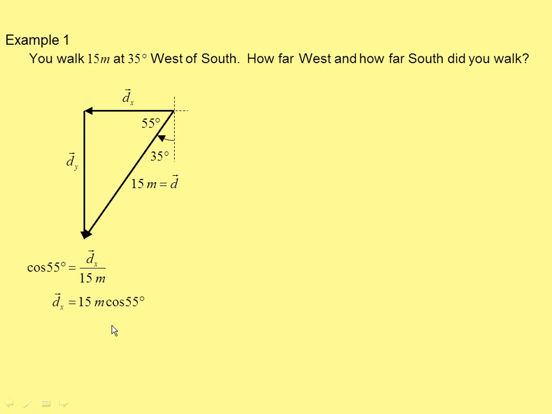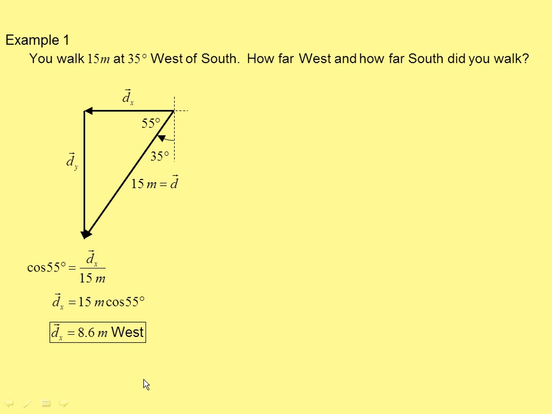Notice we have 2 sig figs in both of our numbers, so we're going to have 2 sig figs in our answer, and we need a direction. Since we use north, south, east, west in our problem, we'll use the cardinal directions in our answer. And so dx becomes 8.6 meters west. So that's how far west I went.